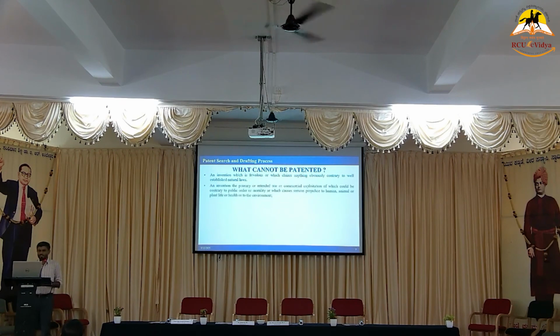An invention the primary or intended use or commercial exploitation of which could be contrary to public order or morality, or which causes serious harm to human, animal, or plant life or health, or to the environment. See, what does it say? Your invention should not cause any damage to the environment, animals, plants, and human beings. That invention cannot be protected under patent. You need to be very careful.